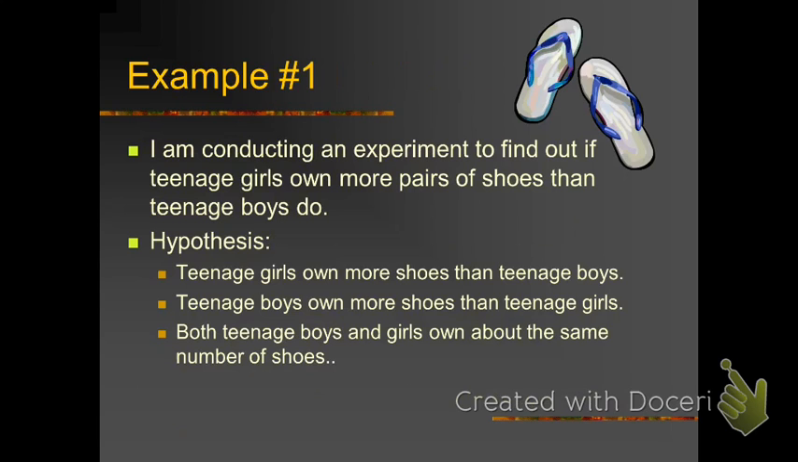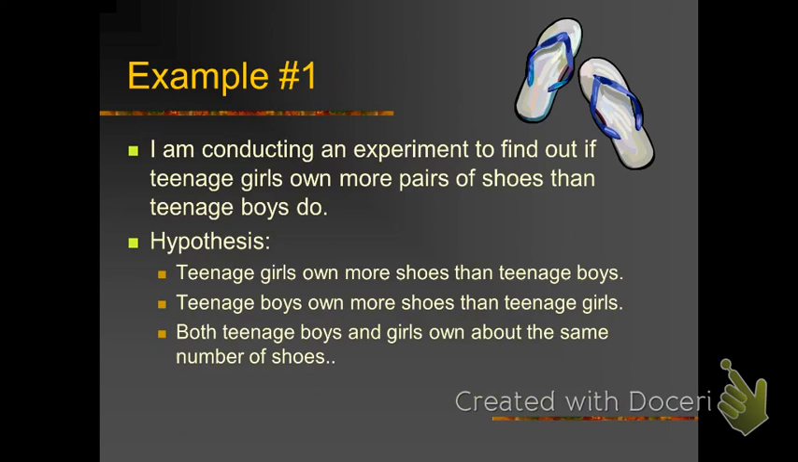So from that, what we're going to do is we're going to try to figure out the variables. So looking at this, what is the thing that you have control of? Let's say you're running this experiment. What do you have control of? Well, what you have control of is who you're going to ask about the number of shoes. So you have control of the gender of the subject, whether you're asking girls or boys.